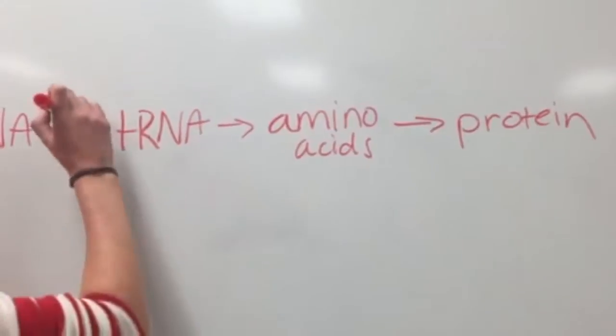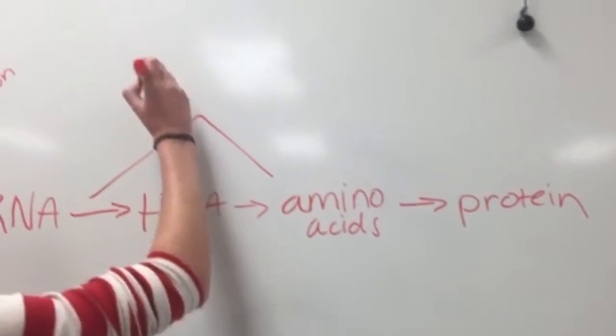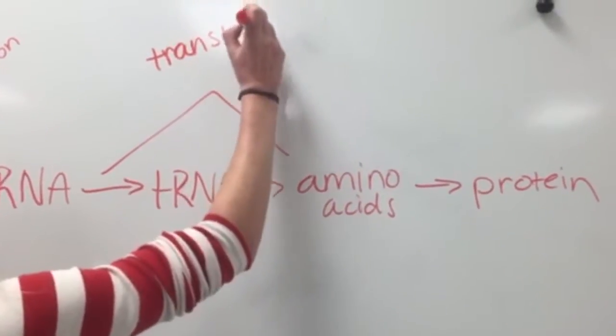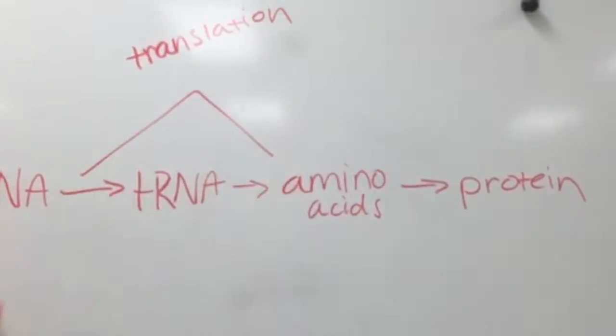This entire section from mRNA to tRNA to amino acids to then building the protein is called translation. Translation is the process where proteins are assembled at the ribosomes.